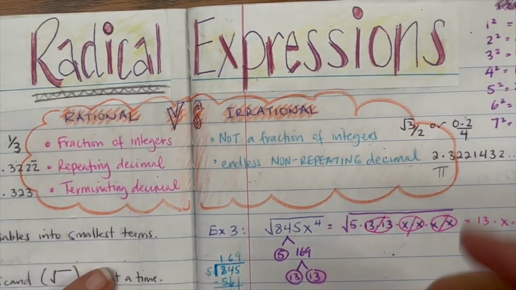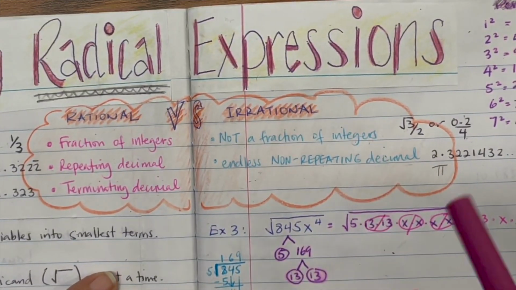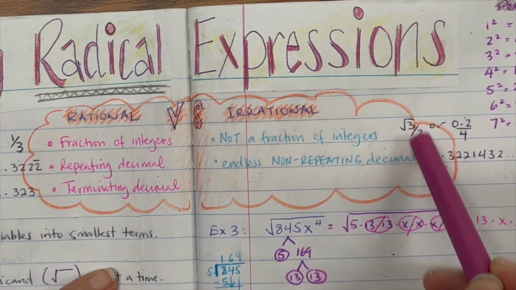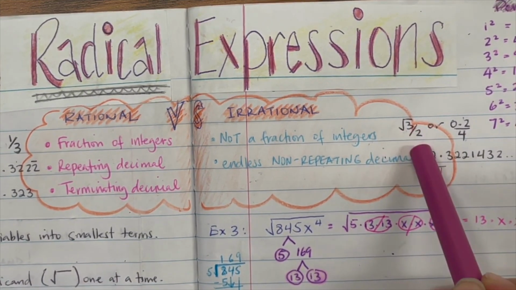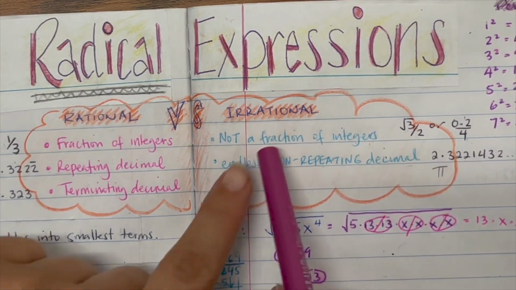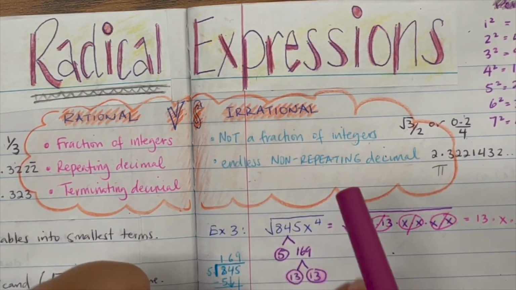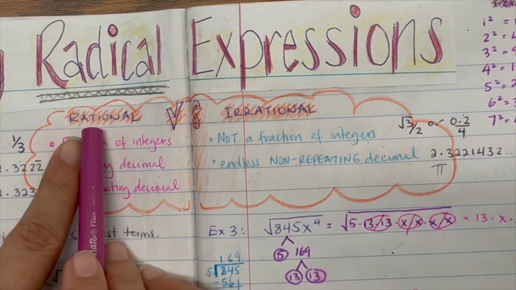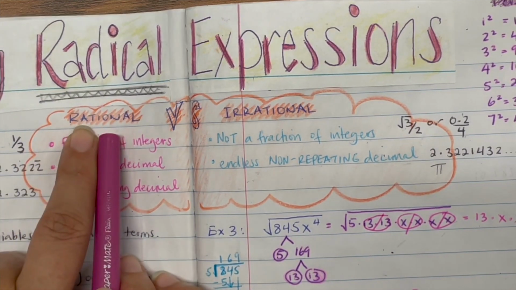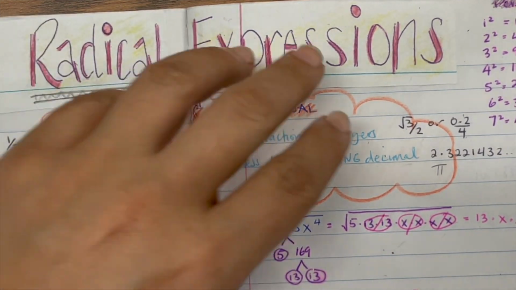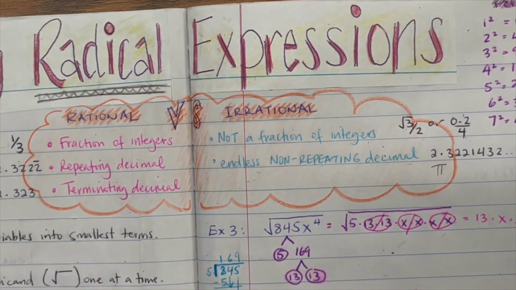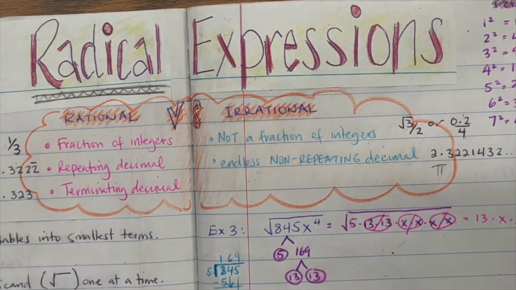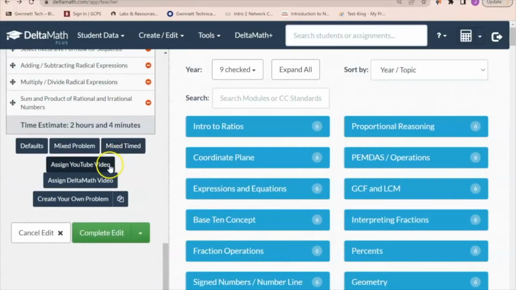Now, what you have to be careful of is when you're looking at a fraction of integers, sometimes the radical simplifies. So first you have to simplify it and then see. If you simplify it and it's still not an integer, then it's irrational. If you simplify the radical and it is an integer, then it's rational. So rational versus irrational. We're going to take a look at a couple of examples just to make sure you understand it.